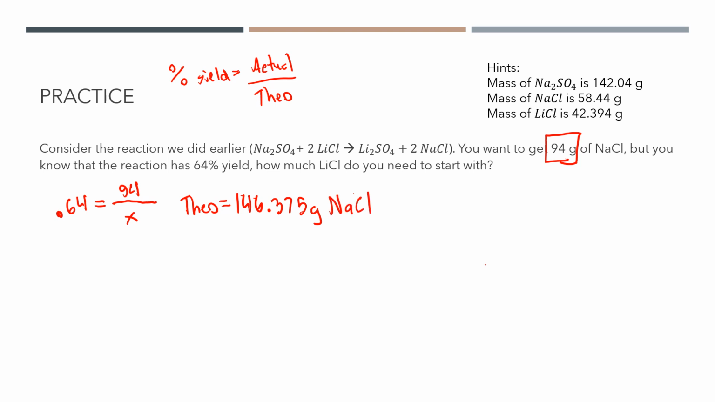Now we want to use our stoichiometry based on this new amount, because we want to overshoot and we know how much we want to overshoot by. So let's take 146.375 grams of sodium chloride and convert that to moles, using grams for every mole of sodium chloride.